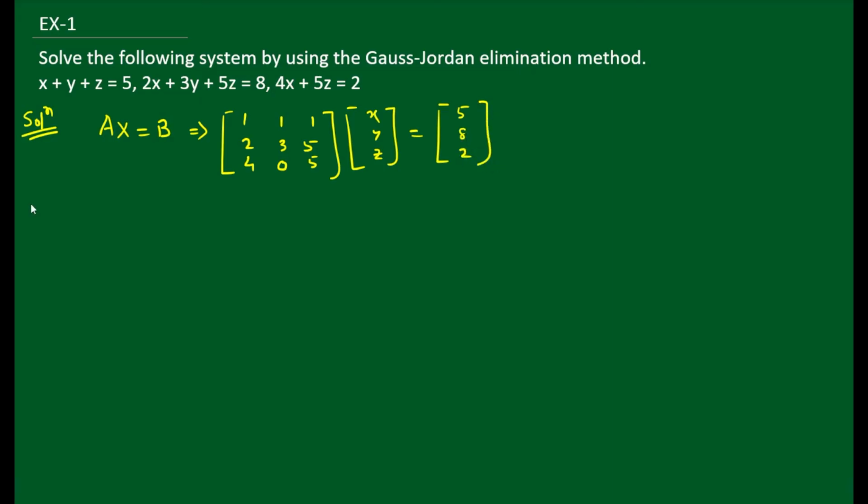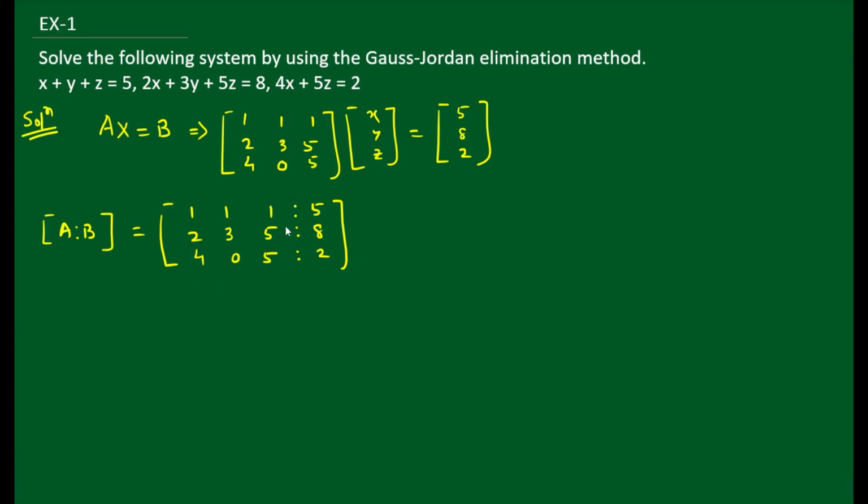Now we construct the augmented matrix, which is A dot dot B. So how will we write A dot dot B? It's 1 1 1, 2 3 5, 4 0 5, and at last we write the values of the matrix B: 5, 8, and then 2. Now first we reduce this portion A to echelon form, then we will convert it to normal form.